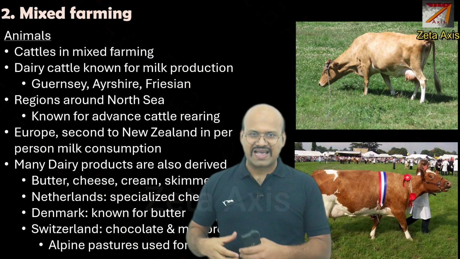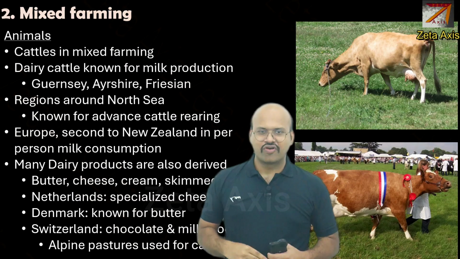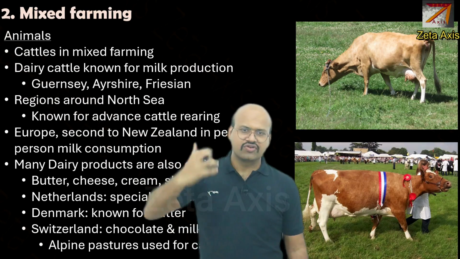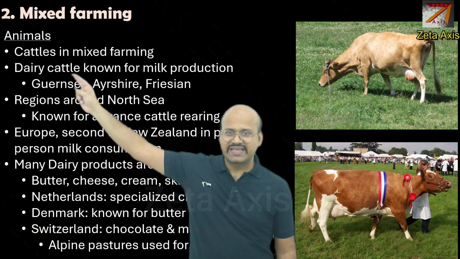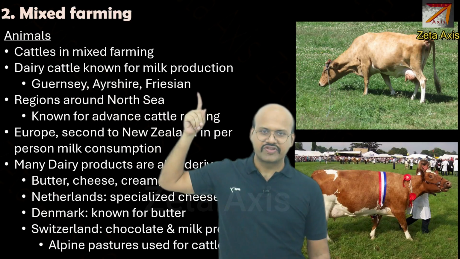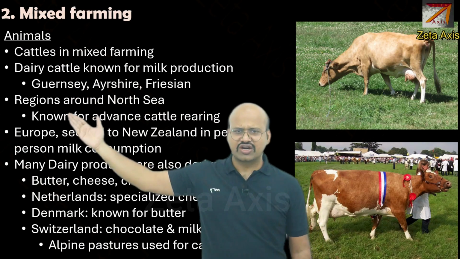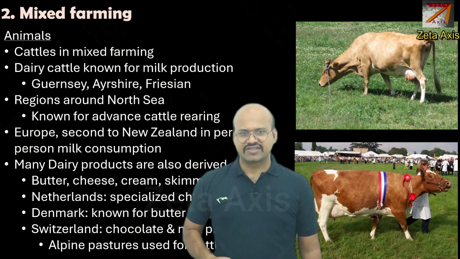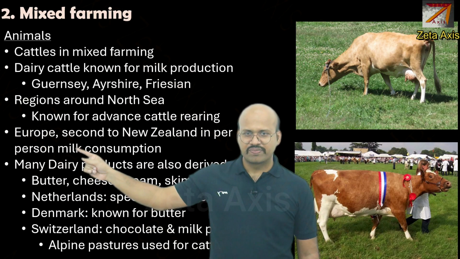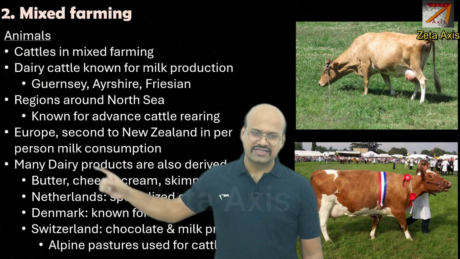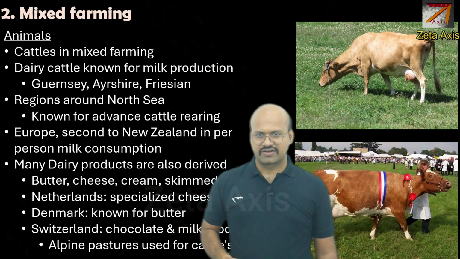Now let's see the animals which are kept here for mixed farming. Cattle are generally kept and they are very good producers of milk. Dairy cattle are known for milk production. These are examples of the breeds. Then the regions around the North Sea are known for advanced cattle rearing. A lot of mechanization and automation is used. Europe is only second to New Zealand in per person milk consumption. So we can see that these regions produce a lot of milk.